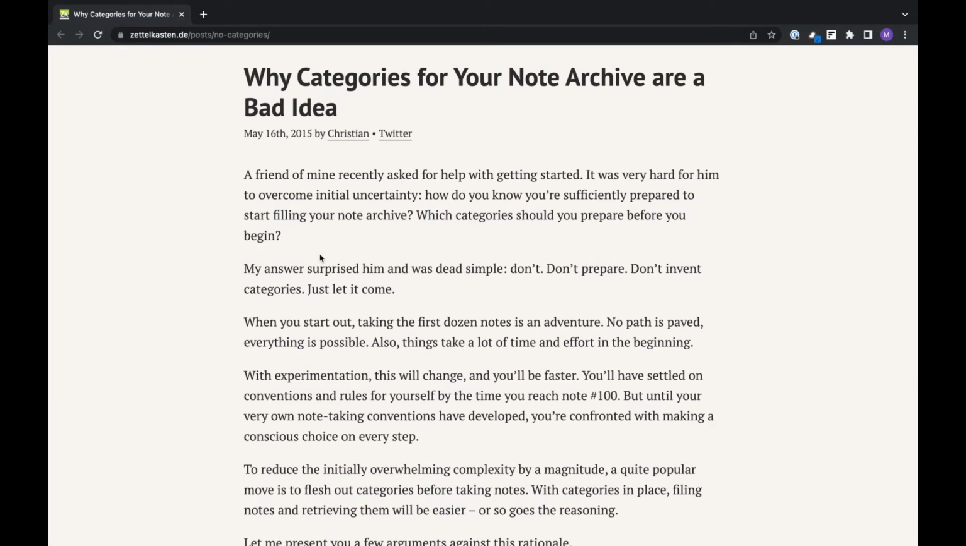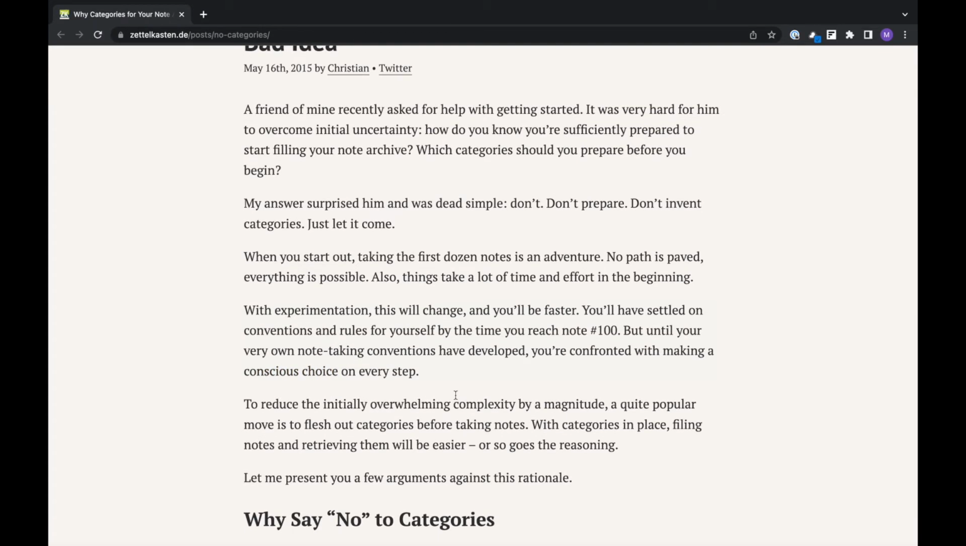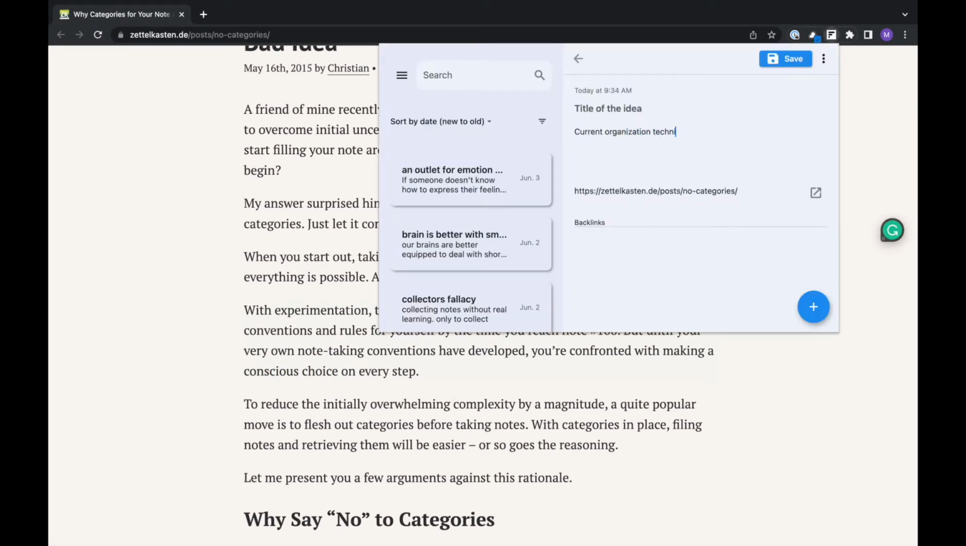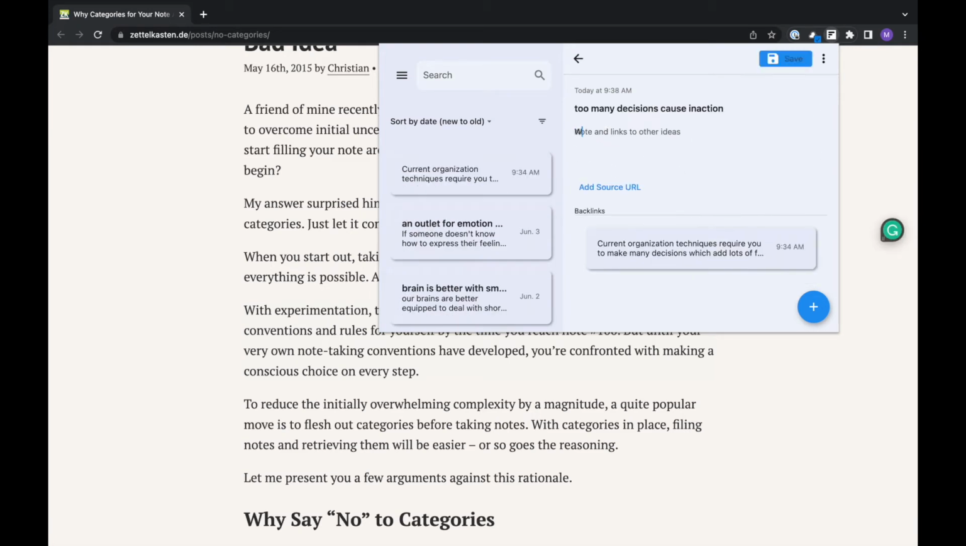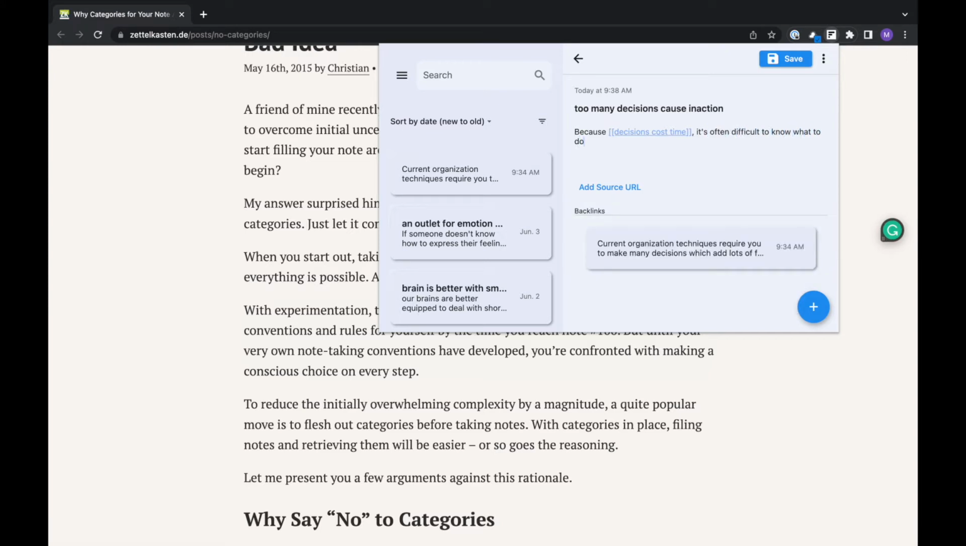So the first note I write: current organization techniques require you to make many decisions, which add lots of friction to note-taking. And I link, too many decisions cause inaction. I came across this note when reading about how the author's friend struggled to know what to do because they didn't have a decision framework set up for themselves. It goes to show how organization with categories requires a lot of decisions, and this prevents us from taking action. And by action, I mean taking notes.